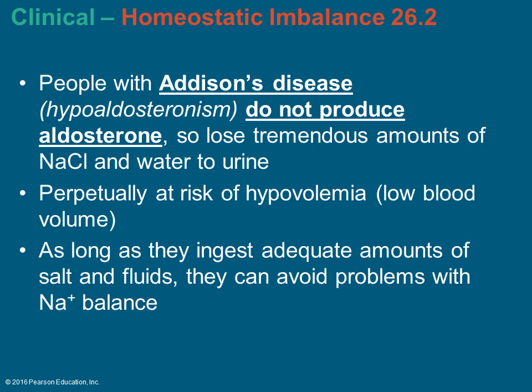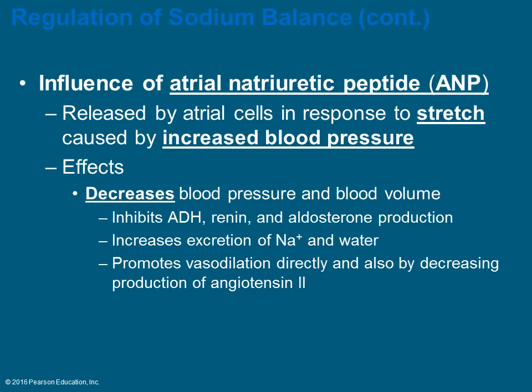So someone who has Addison's disease does not produce aldosterone. If they're not producing aldosterone, that means they're losing an awful lot of sodium chloride and water in urine. If they're losing a lot of water, that could lead to low blood volume. How do they account for or prevent problems from this? They need to make sure they are always taking in proper amounts of salt and fluids so they don't end up with an imbalance. You're losing a lot, you need to replenish that.